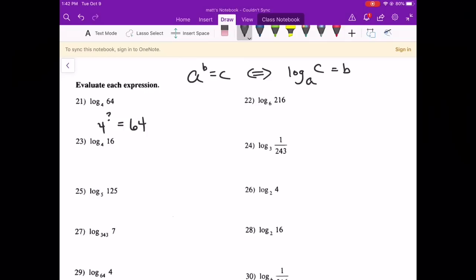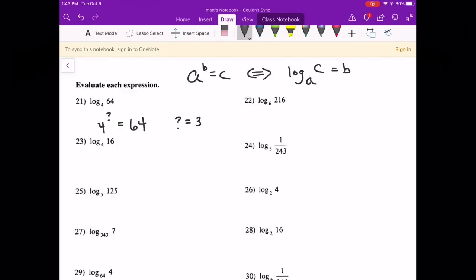So 4 to the first, no, that's 4. 4 to the second, no, that's 16. 4 to the third, there's your 64. So this would be 3. And that's how you evaluate any of these scenarios.